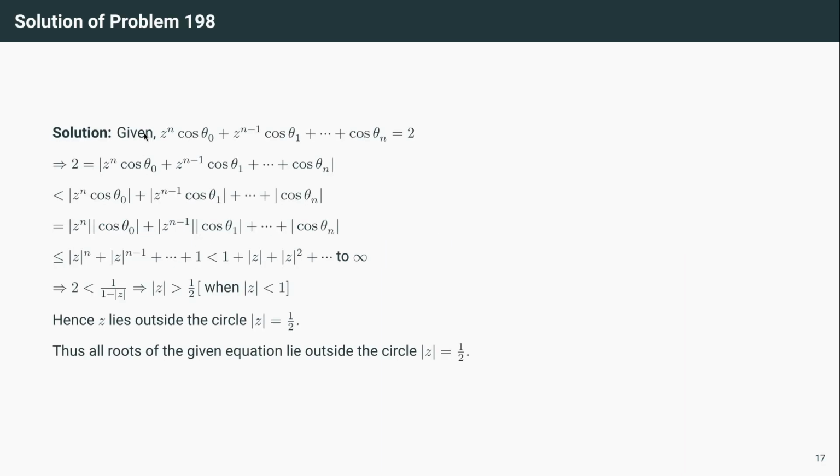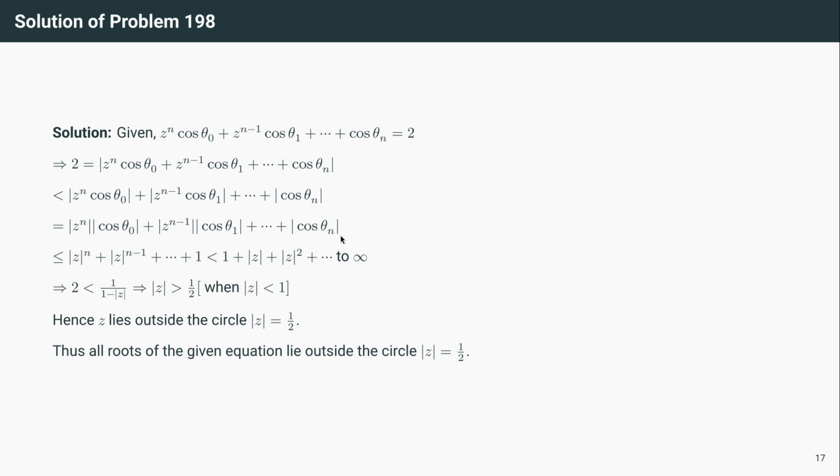So we are given that this equation is given. So we take modulus. We have 2 is equal to mod of z to the power n cos theta 0 plus z to the power n minus 1 cos theta 1 up to cos theta n. Now we rewrite this and we make this less than mod zn cos theta 0 plus mod zn minus 1 cos theta 1 and up to cos theta n. Now we take out both the terms zn and cos theta, we separate them.